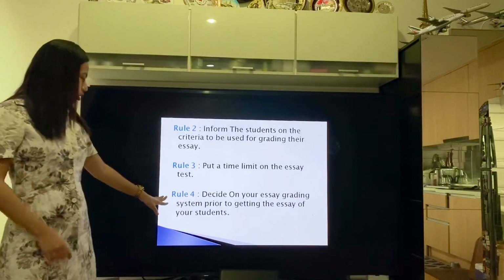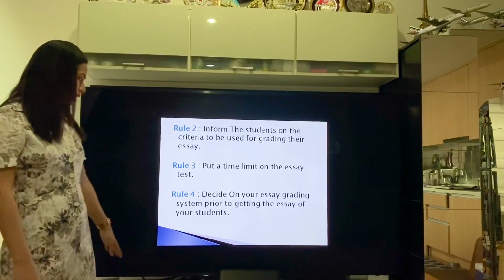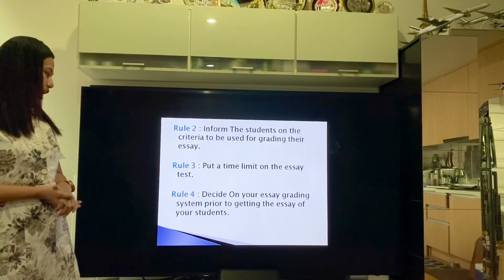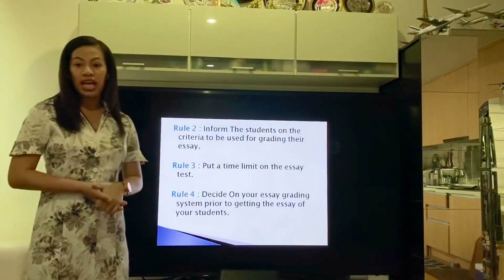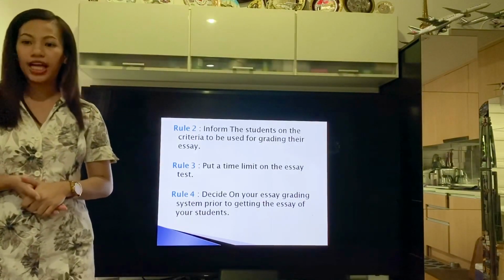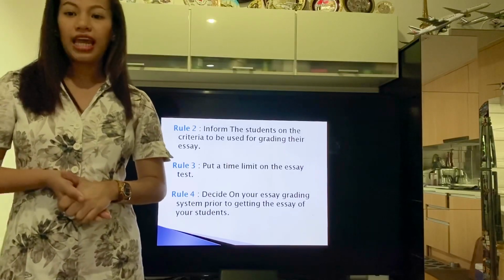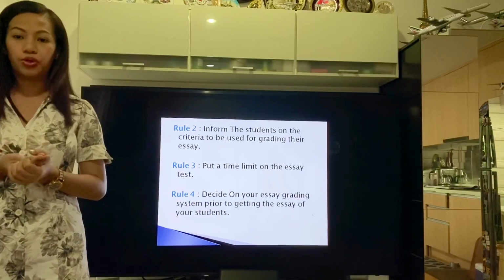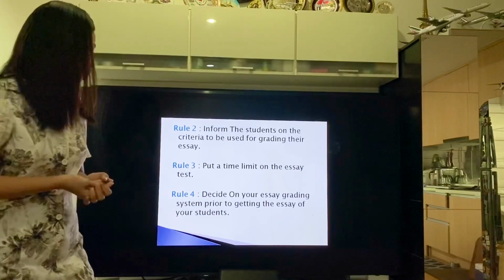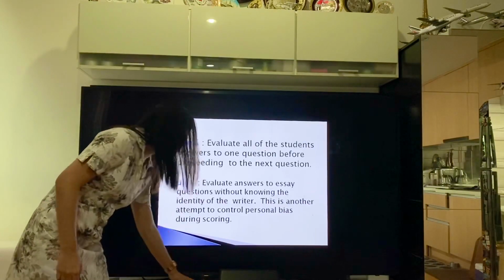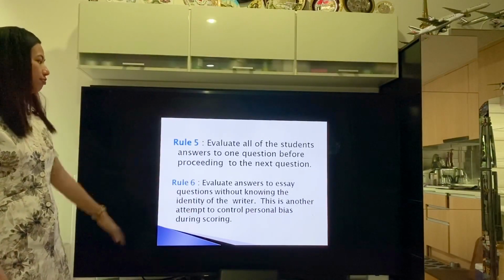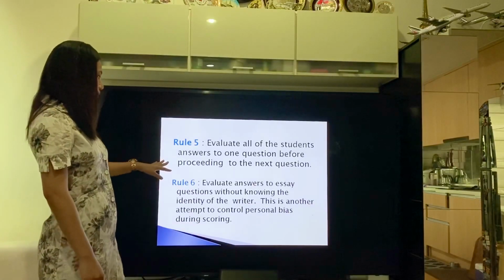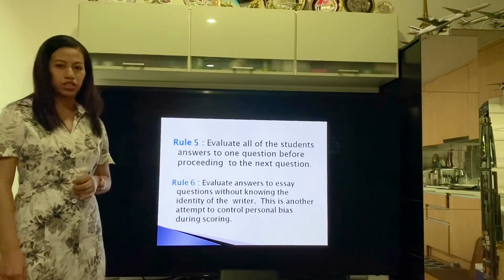Next, Rule 4: Decide on your essay grading system prior to getting the essays of the students. Dapat, before you collect the essays ng students, kailangan nakagawa ka na ng rubrics mo kung paano mo siya i-judge. Next, Rule number 5: Evaluate all of the students' answers to one question before proceeding to the next question.